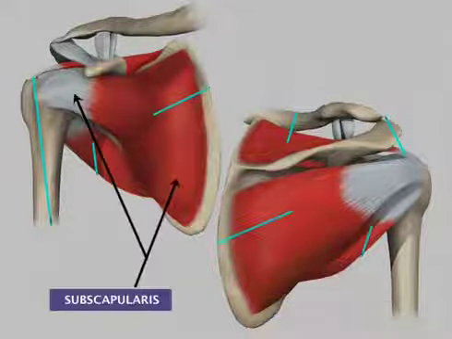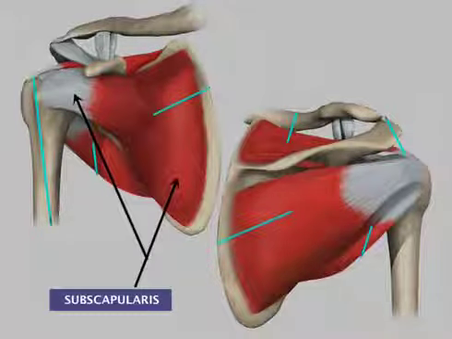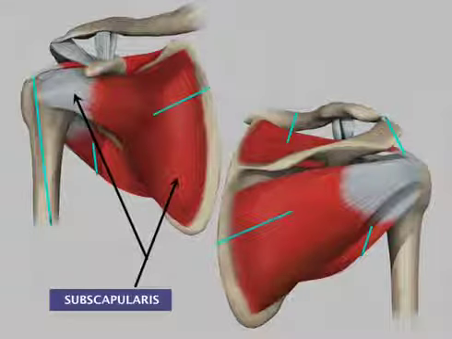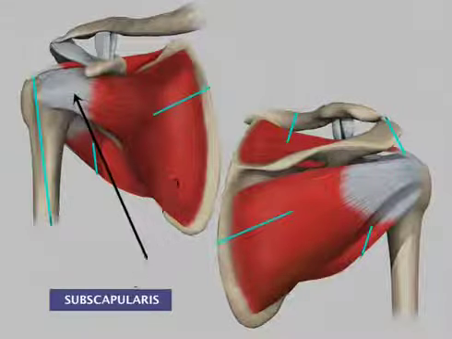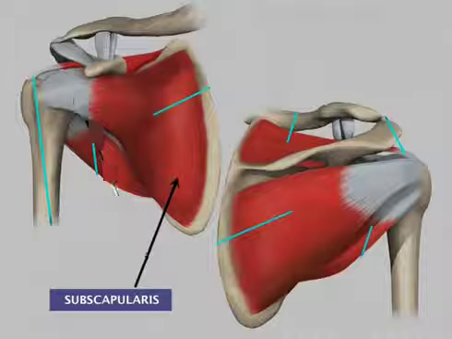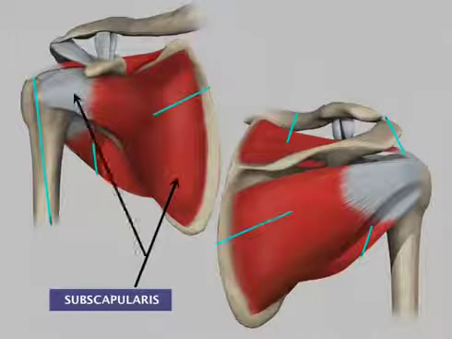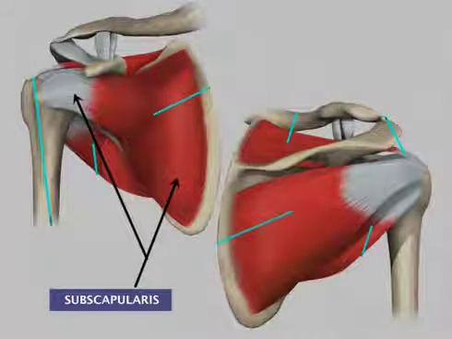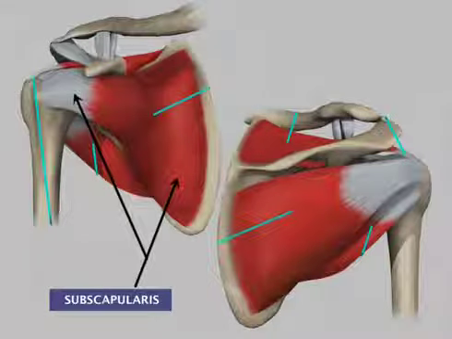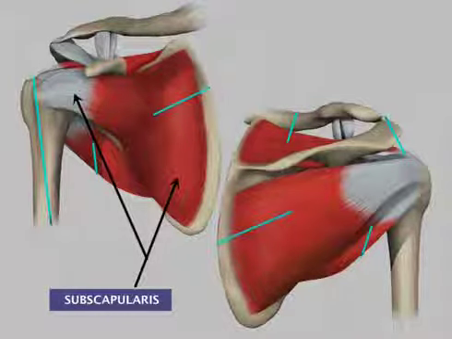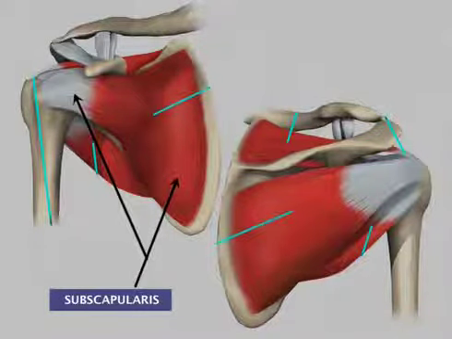Next muscle in the rotator cuff group is the subscapularis. Its origin is from the subscapular fossa and it is inserted into the lesser tuberosity. Its action is stabilization of the head of the humerus in the glenohumeral joint, and one more action is internal rotation of the humerus. Nerve supply is the upper and lower subscapular nerve.